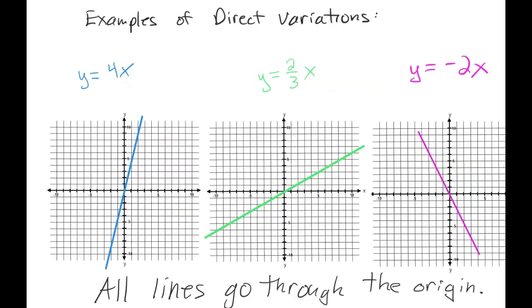Here are some examples of direct variations. So take a look at these equations. They all are y equals a number times x. Could be a fraction, that's fine. Could be negative, that's fine. So when you graph those, notice that for each one of these, you get a straight line. And all of those lines go through the origin. Every single one. And that's because if I were to write those in slope-intercept form, there would be a plus 0 after each one of them, making the y-intercept 0, 0, which is the origin.